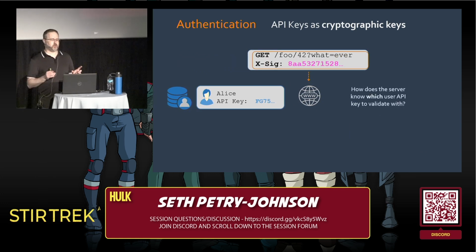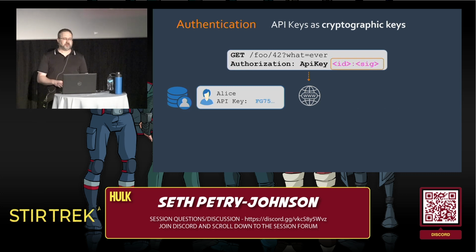Now, I glossed over one important detail. The whole process depends on the server using Alice's key to validate the signature. But there's nothing in the request that identifies Alice as the originator. So how does the server know to use her key for validation? When you're using API keys to sign requests, your request needs to indicate the identity and the signature. Very similar to basic auth, which works the same way.